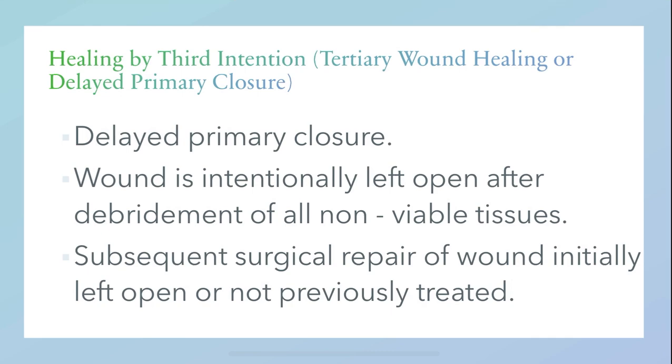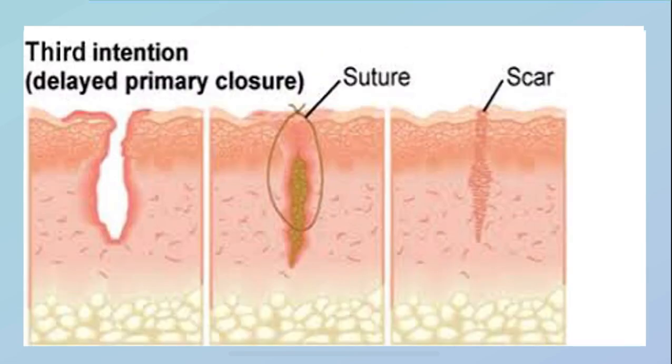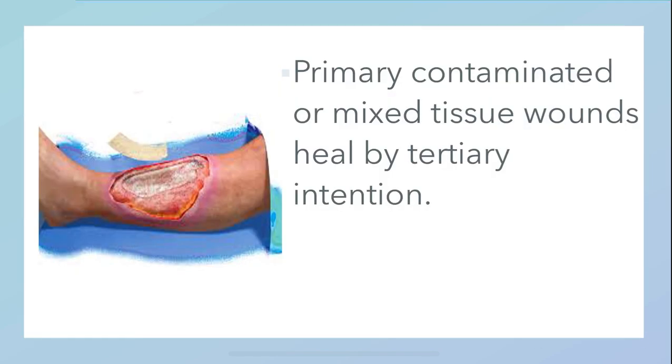Subsequently, after a period of time, the surgical repair of the wound which is initially left open is done. This is resulting in complicated scars. So you can see there is a delayed primary closure. Only the debridement is done, that is you are removing the things, but then you are not closing it, only removal is done. Then after a period of time the suture is done, resulting in the scar.